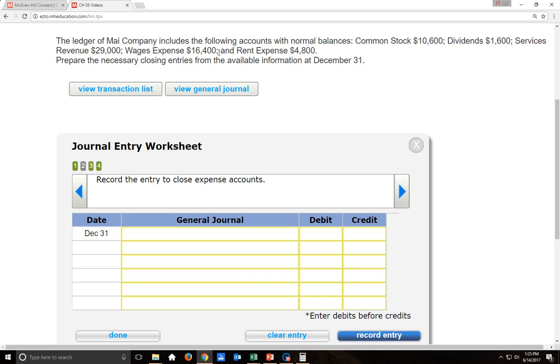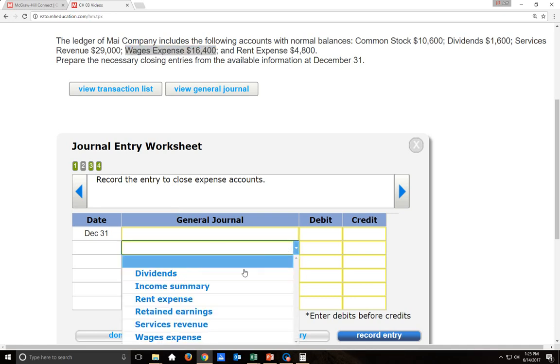So let's look at wages first. Wages has a current debit balance of 16,400. It doesn't say that it has a debit balance, but by now we should know that wage accounts, expense accounts, have a normal debit balance. All expense accounts have a normal debit balance. So we want to make that debit balance of 16,400 go away. How do we do that? We're going to give it a credit. So we're going to credit wage expenses for 16,400, and that'll make that account go away.